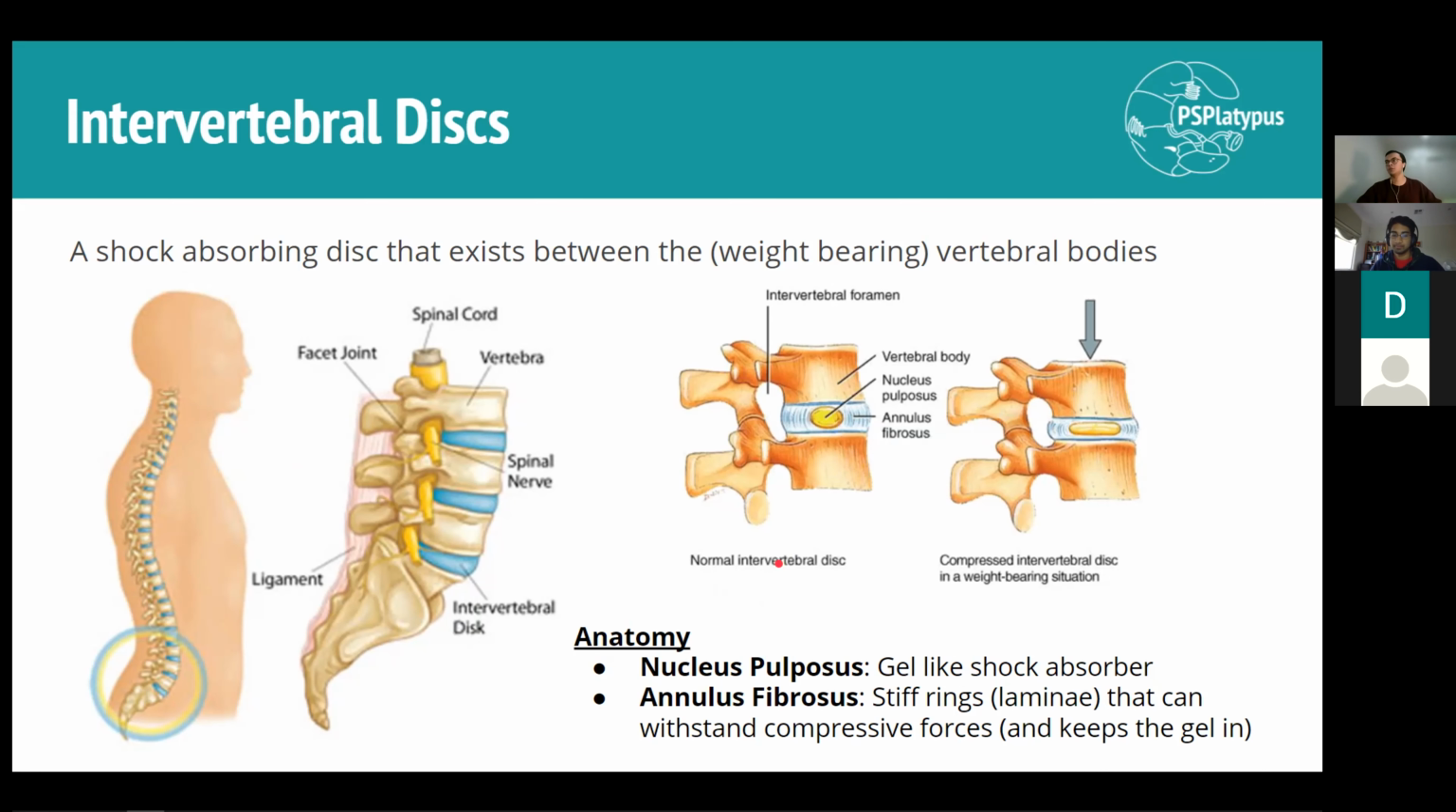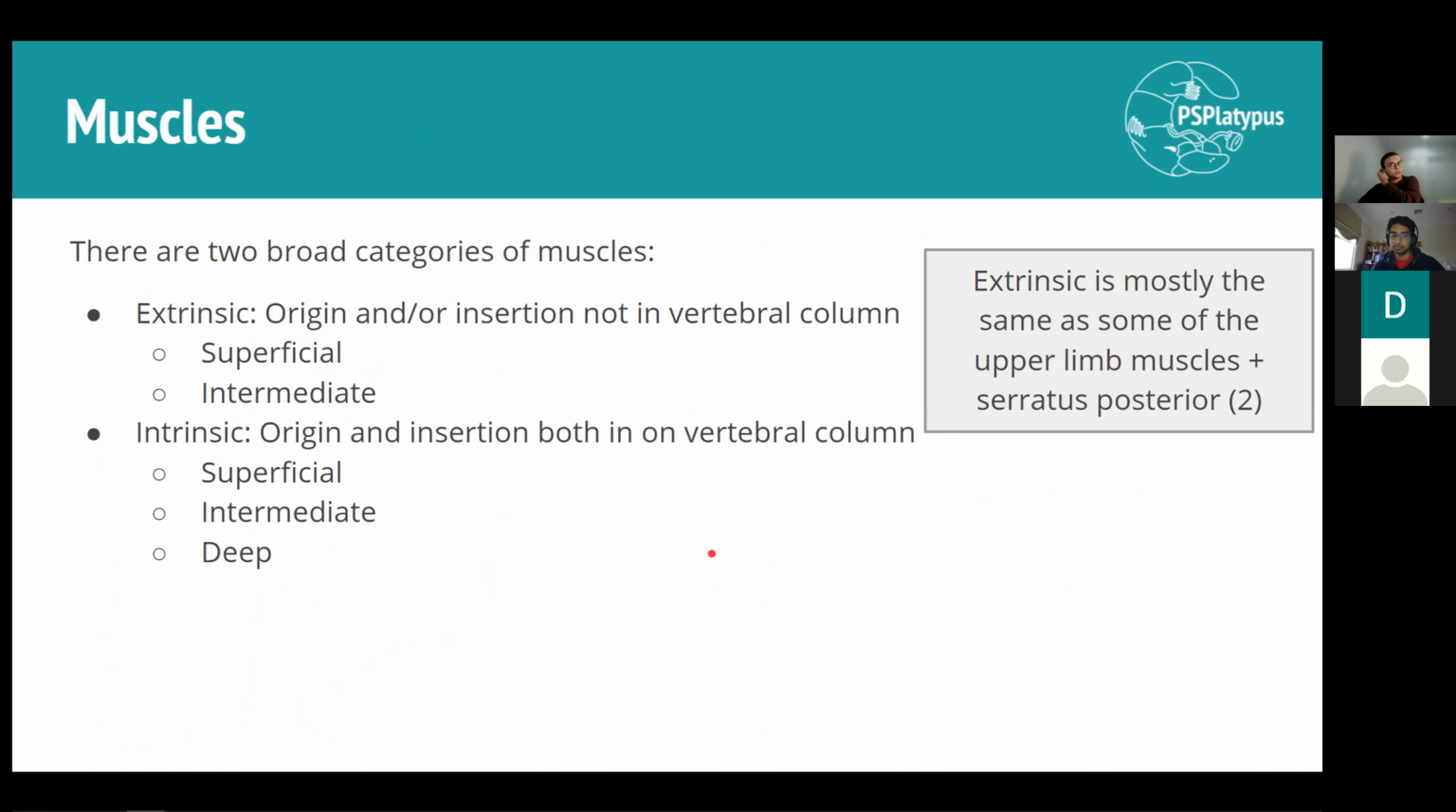All right, so next up, we have the muscles. There are quite a few of them, so I'm not going to cover them in too much detail because, first of all, the extrinsic muscles you've already covered quite well in upper limb. And the intrinsic ones, again, there's a lot of them, but they're not very high yield, at least to my knowledge.